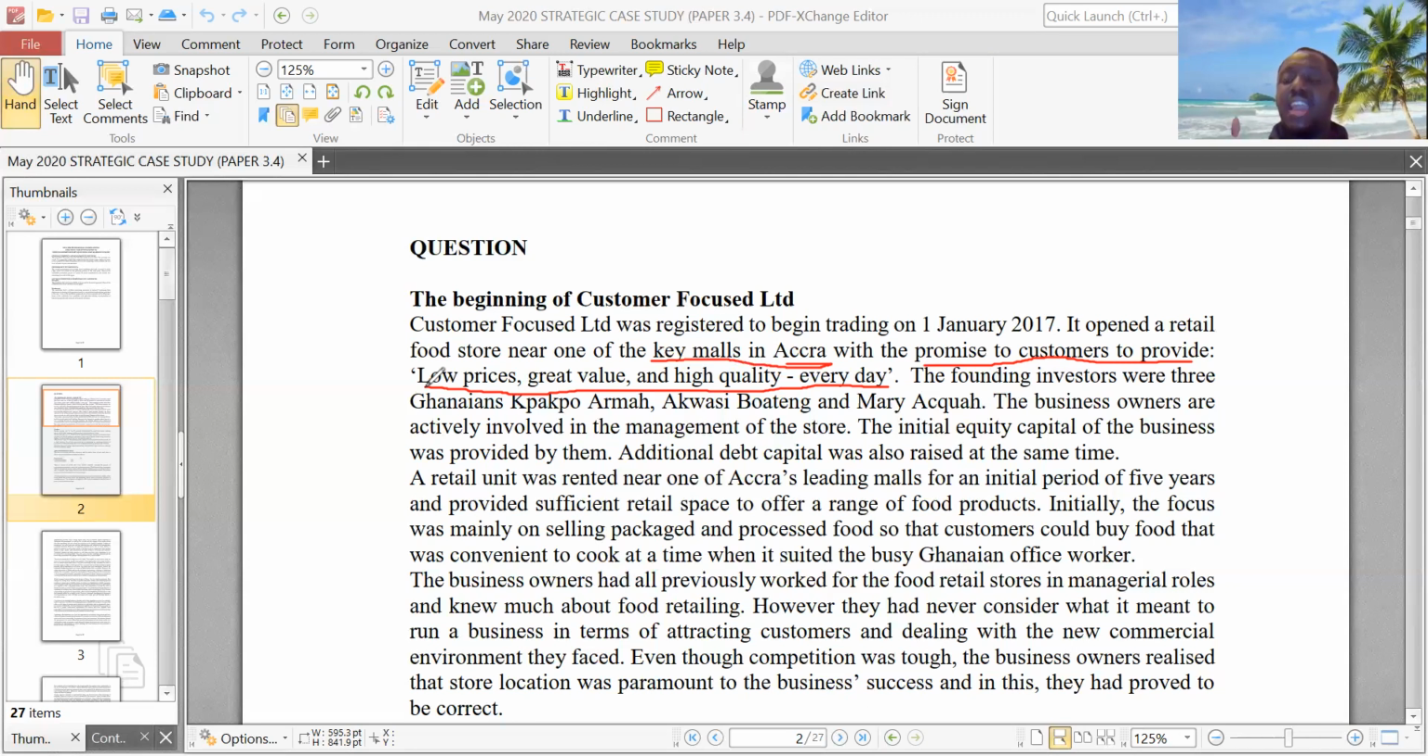Now, like I said, every sentence, you need to analyze it from a pros and cons perspective. So the founding investors were three Ghanaians. So what is the pro here, or what is the advantage here? These people are from the same country, and so the culture is the same. They might understand each other and gel with each other a lot more easily than people from different countries.